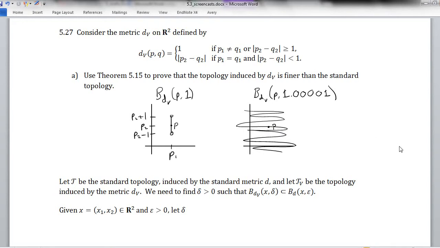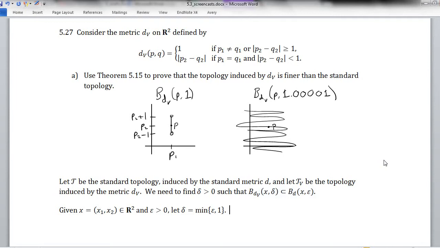So delta needs to be smaller than epsilon. It also needs to be no bigger than 1. So how about, given a point and epsilon, we let delta equal the minimum of epsilon and 1. That should do it. Okay, so we're going to show that this ball is contained in that one.